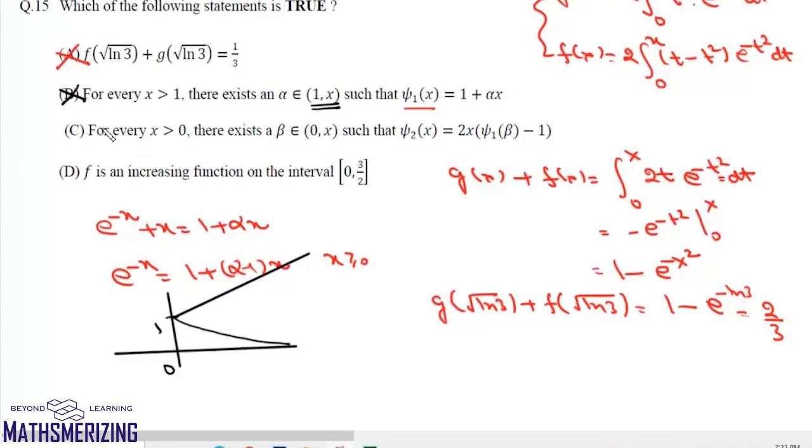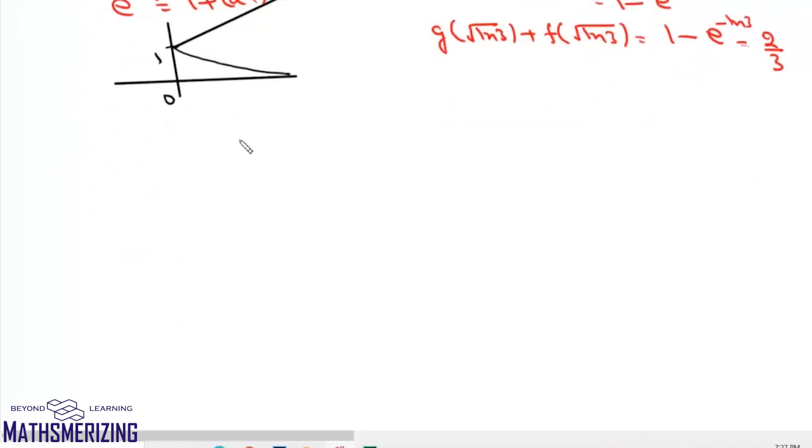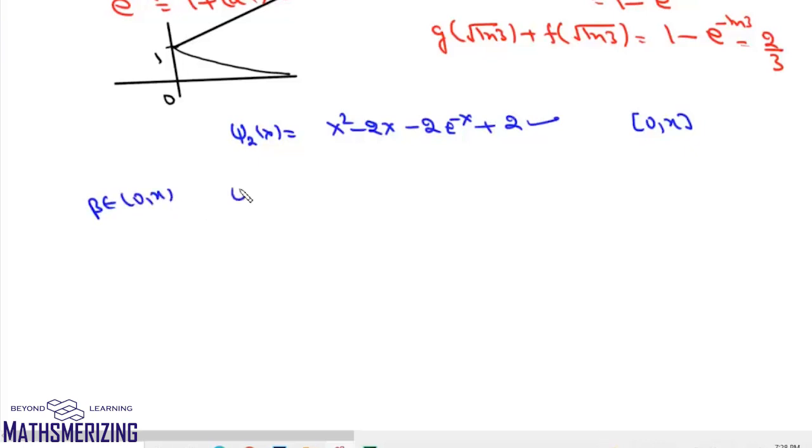Now for option C, let us consider this function psi2(x), which is x square minus 2x minus 2 e to the power minus x plus 2, in the interval 0 to x. Now this is continuous and differentiable. So if we use LMVT, then there exists at least one beta in the interval 0 comma x such that psi2 dash(beta) will be psi2(x) minus psi2(0) upon x minus 0.